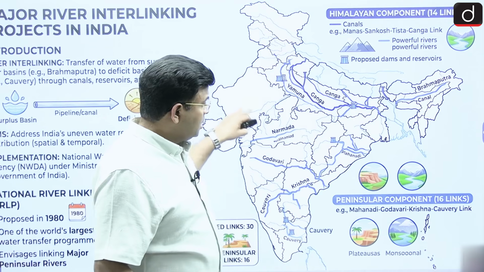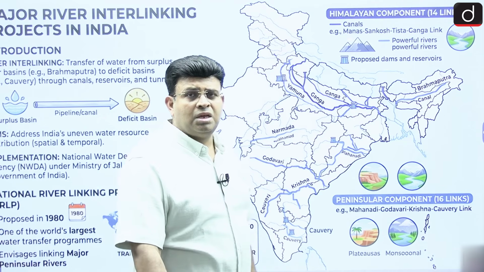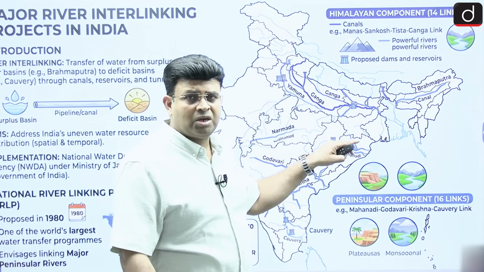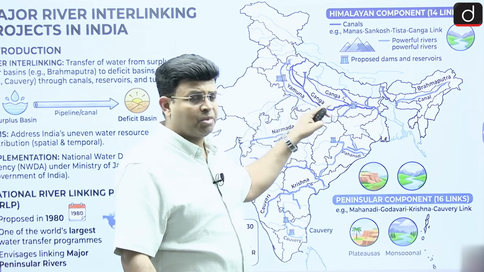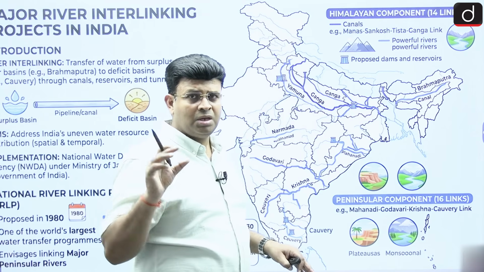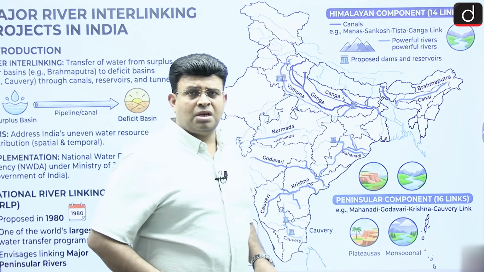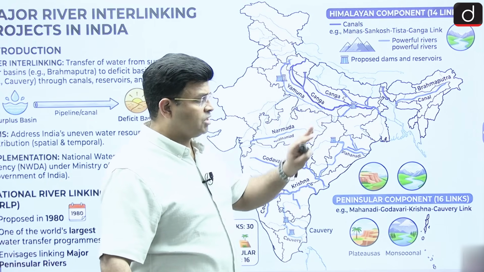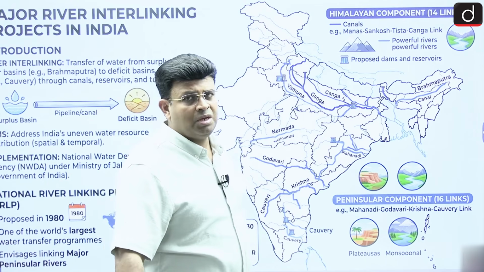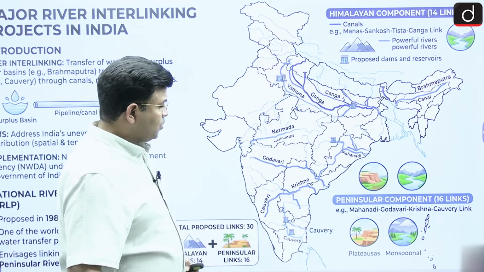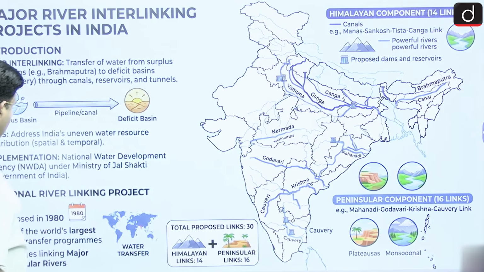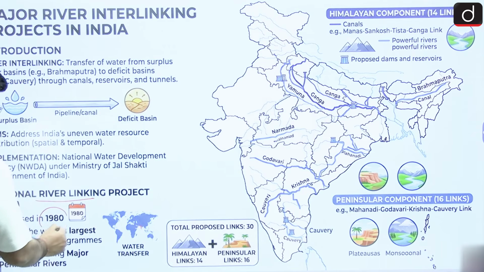In northern India, 14 links have been created, connecting surplus to deficit through canals, tunnels and reservoirs. The water is transported, and sometimes, if the water level is up, it is also sent through pumping. This is the National River Linking Project of 1980, and it is one of the world's largest river linking projects.